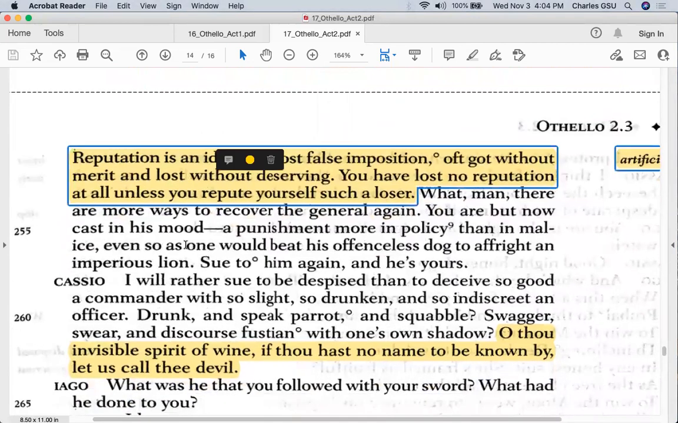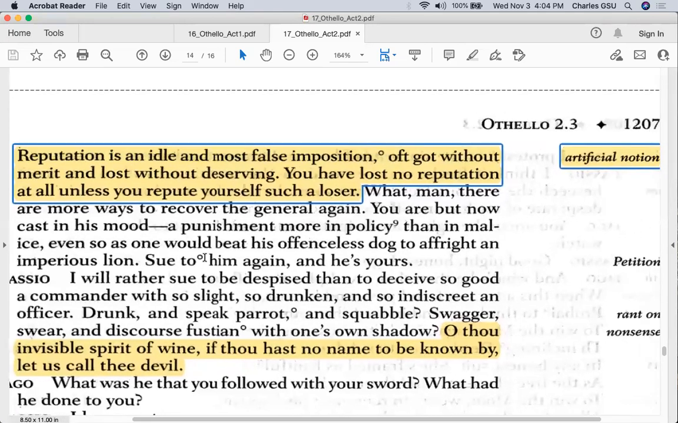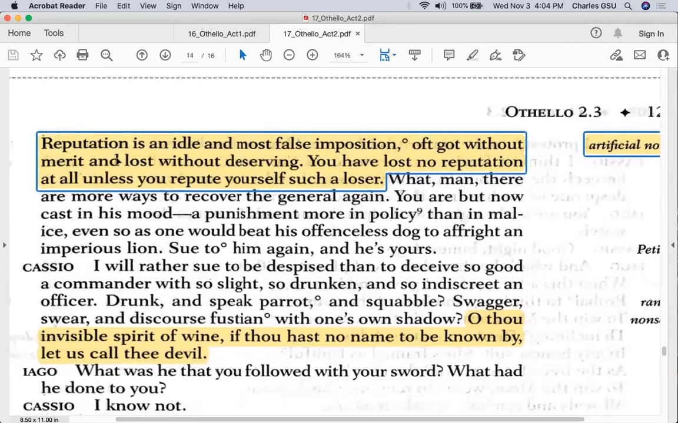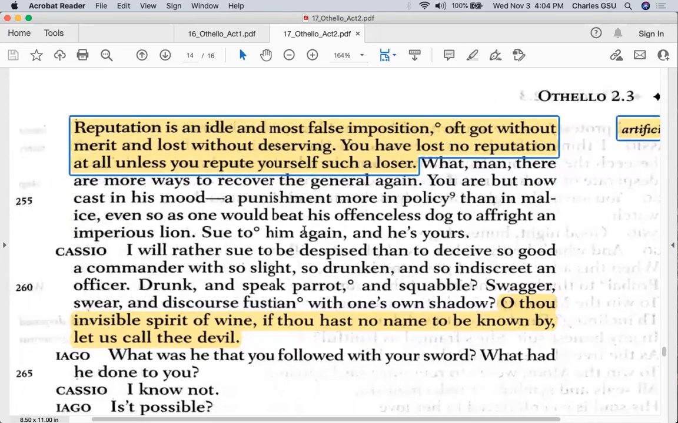And he says, "Reputation is an idle and most false imposition or artificial notion, oft got without merit and lost without deserving. You have lost no reputation at all unless you repute yourself a loser." So the irony is that on the one hand, this is totally true.